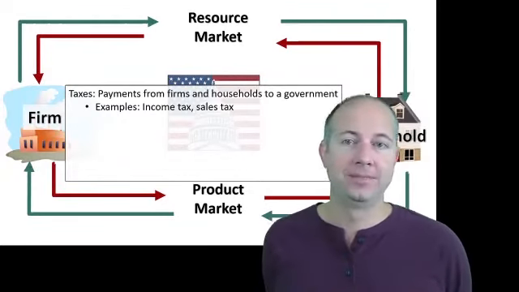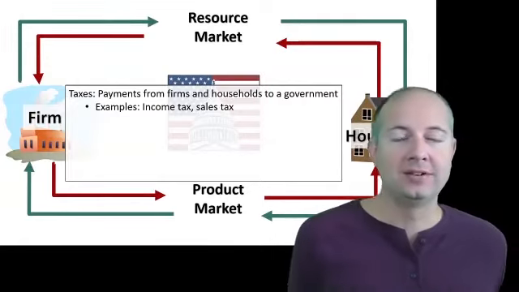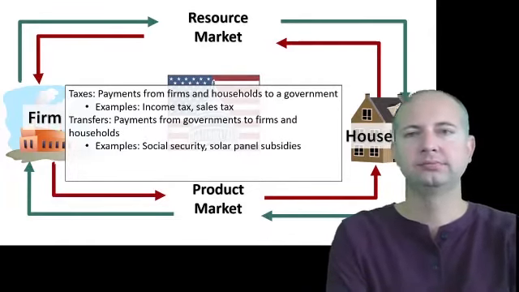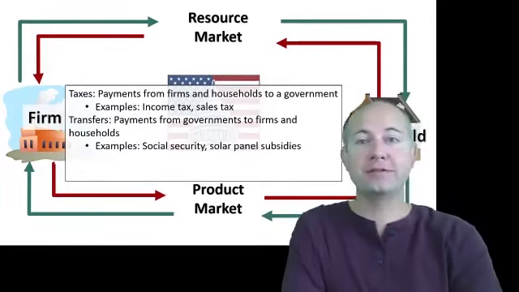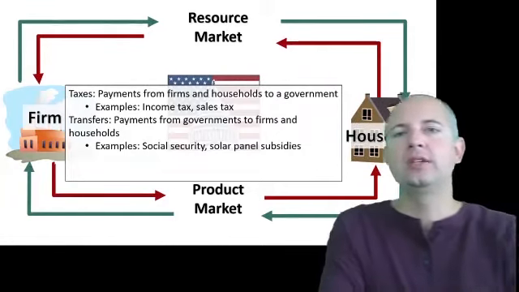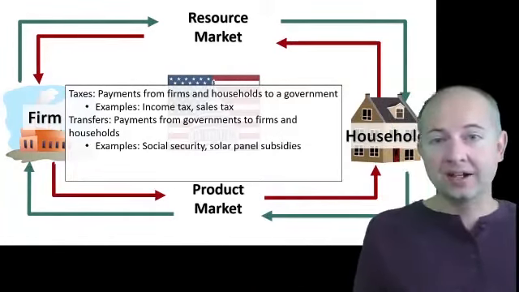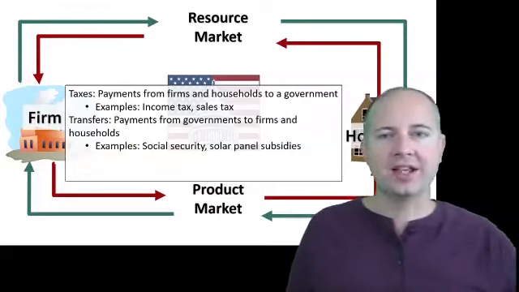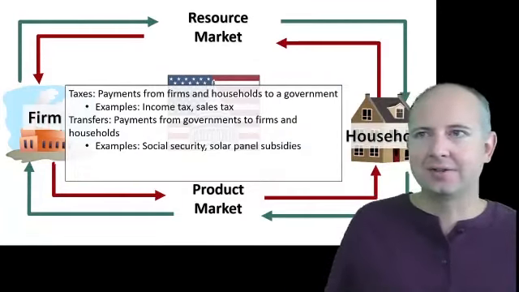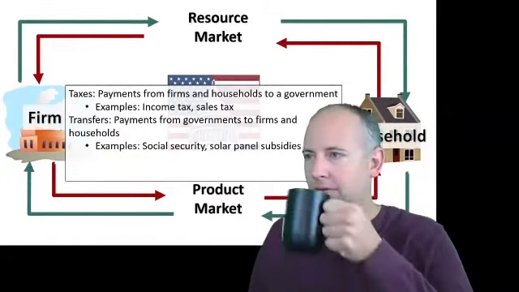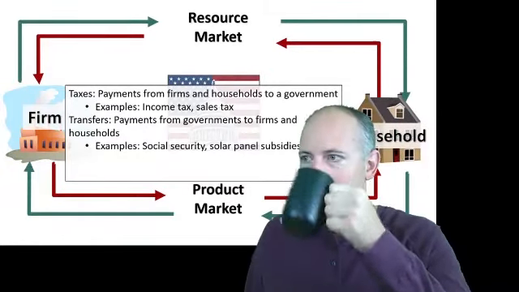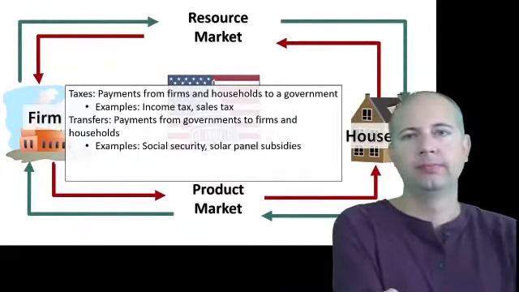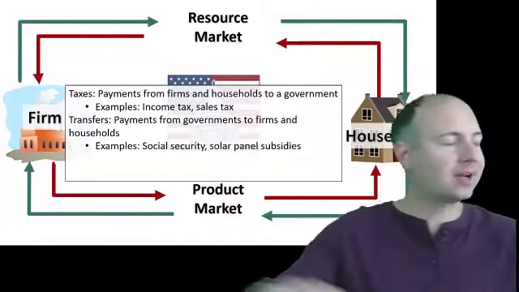So what are taxes? Those are payments from firms and households to a government. Some examples: we have our income tax and sales tax. Next, we have transfers, payments from governments to firms and households. That is when the government is cutting you a check. Social Security does that. When you get old, government will start sending you checks. Solar panel subsidies, which we talked about, are another example of government sending companies money that make solar panels.